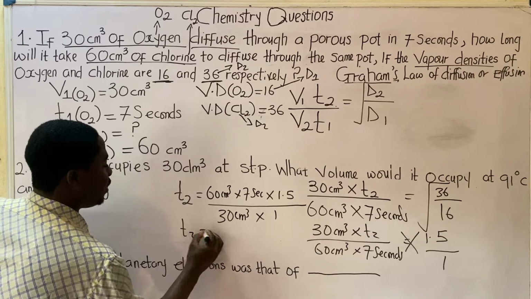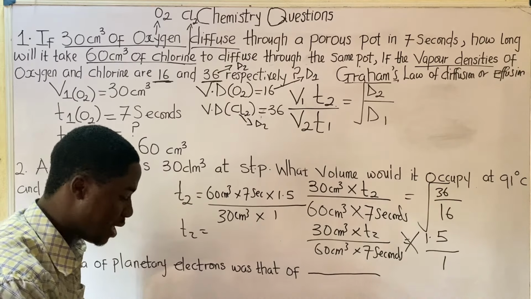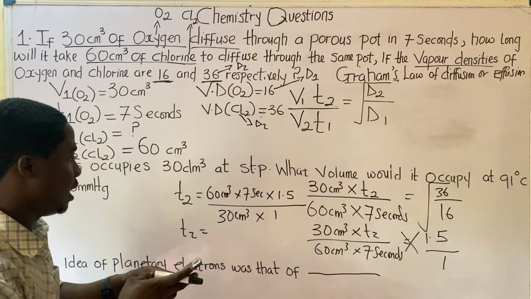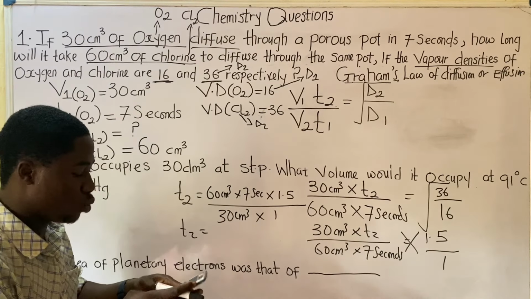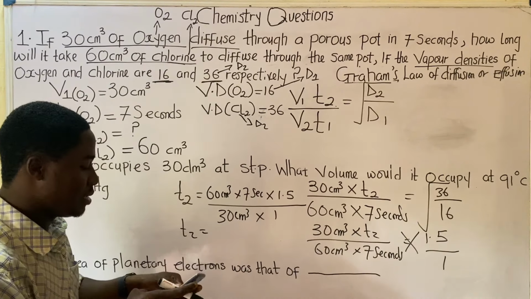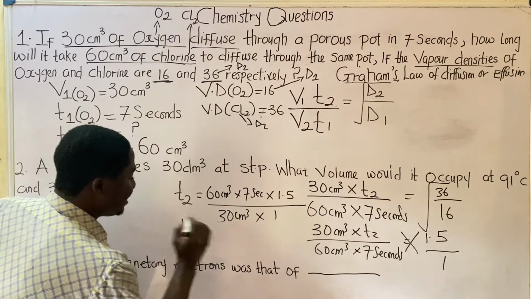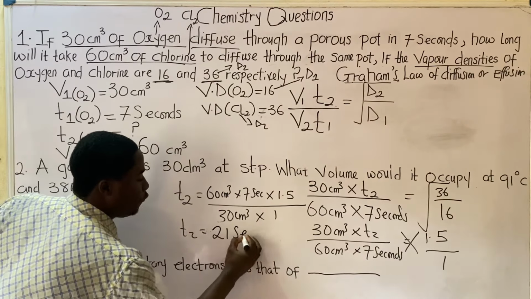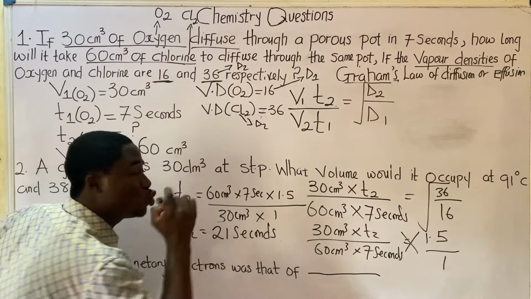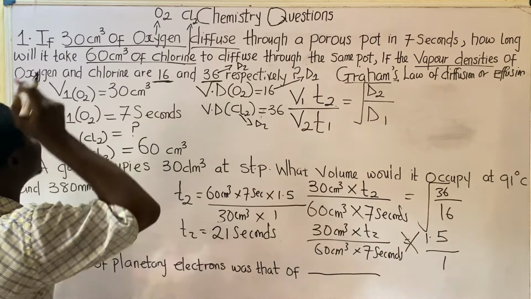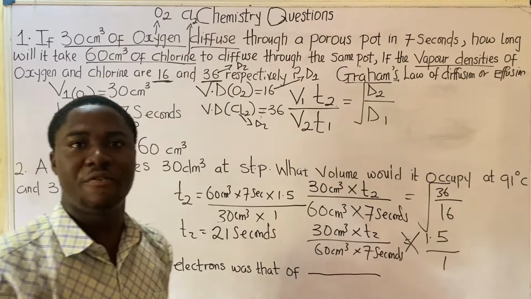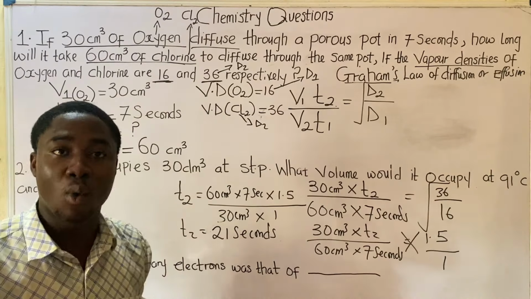So T2 will now be equal to, let's press our calculator to get the final answer. So it's going to be 60 times 7 times 1.5, answer divided by 30, that is 21. So the time taken for the other gas to diffuse through the same porous spot is 21 seconds. And what is that gas? Chlorine gas. It is extremely easy. I believe you know how this question was solved.